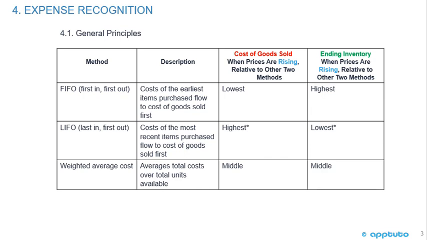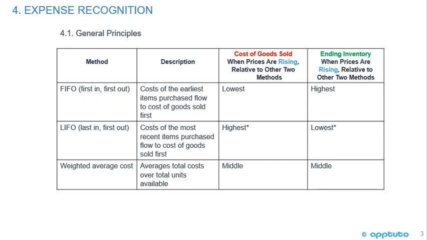If the inventory expense recognition method is LIFO, last in, first out, it's the cost of the most recent items purchased flow to the cost of goods sold. Last in, first out, prices are rising, so our cost of goods sold will have the highest price. Therefore, our inventory will be the lowest because those are our older items, the prices are rising. So what do we have left in inventory in terms of our accounting? It's the older items and the price was lower.